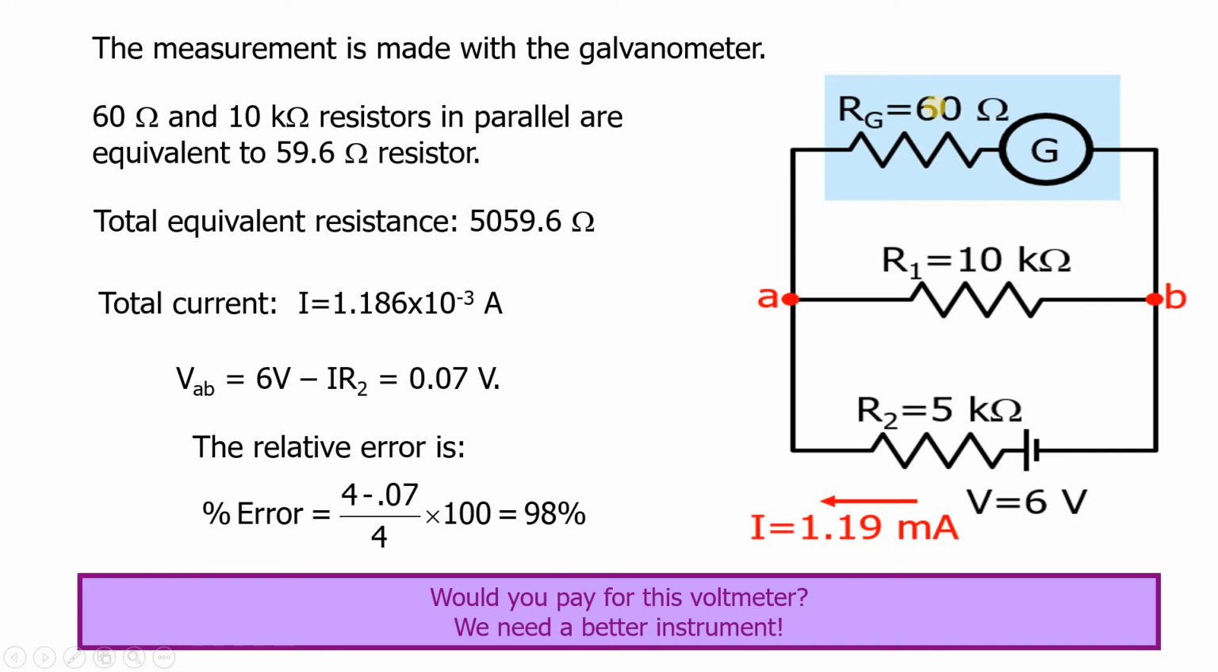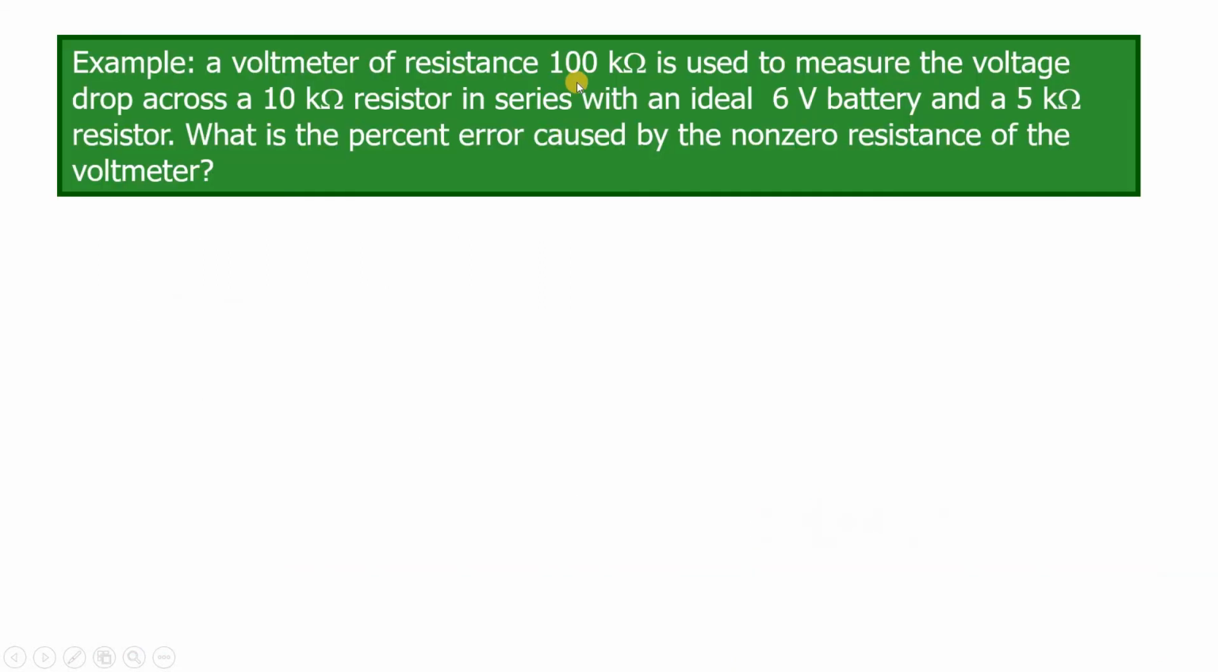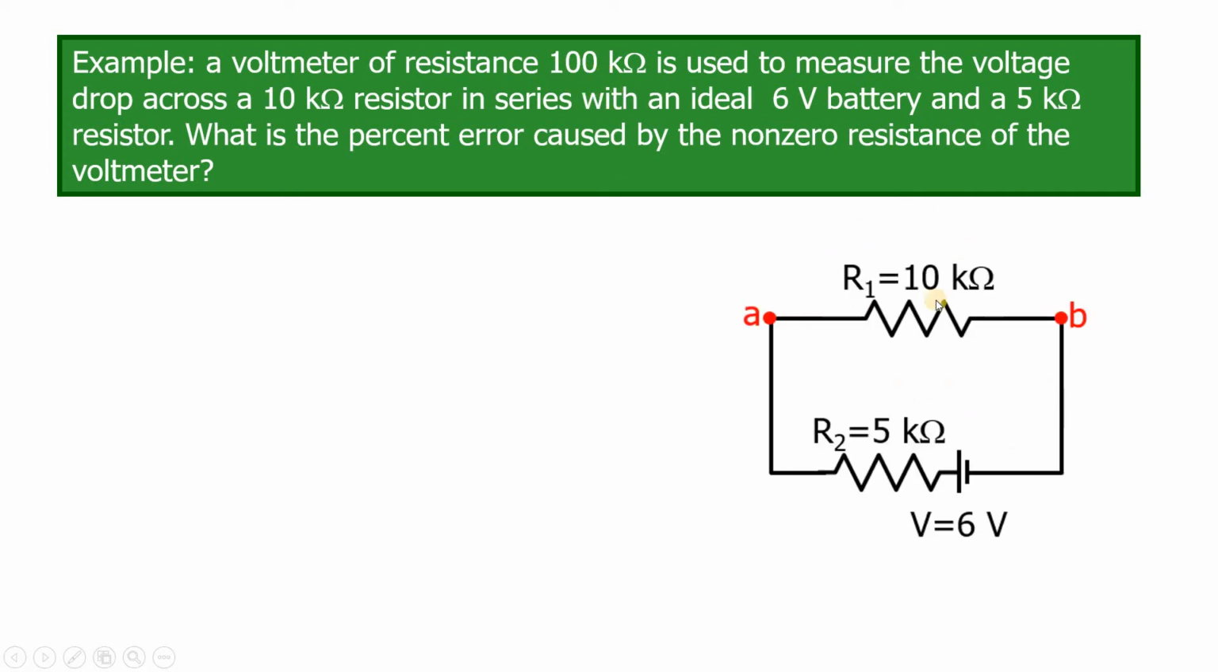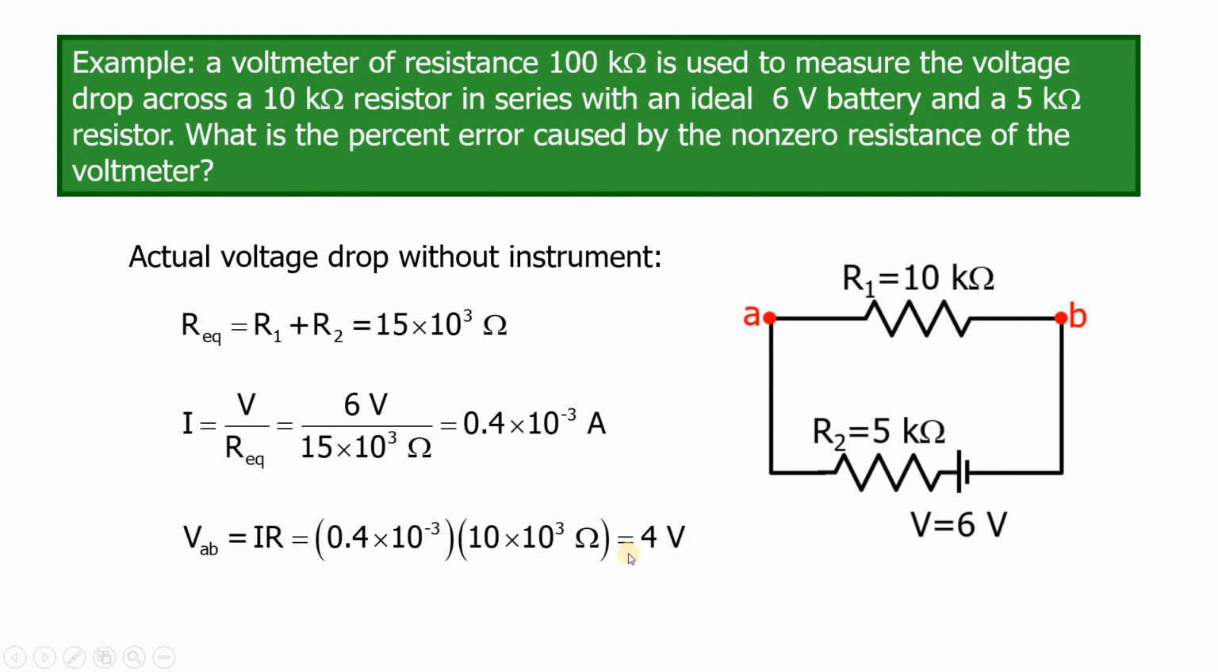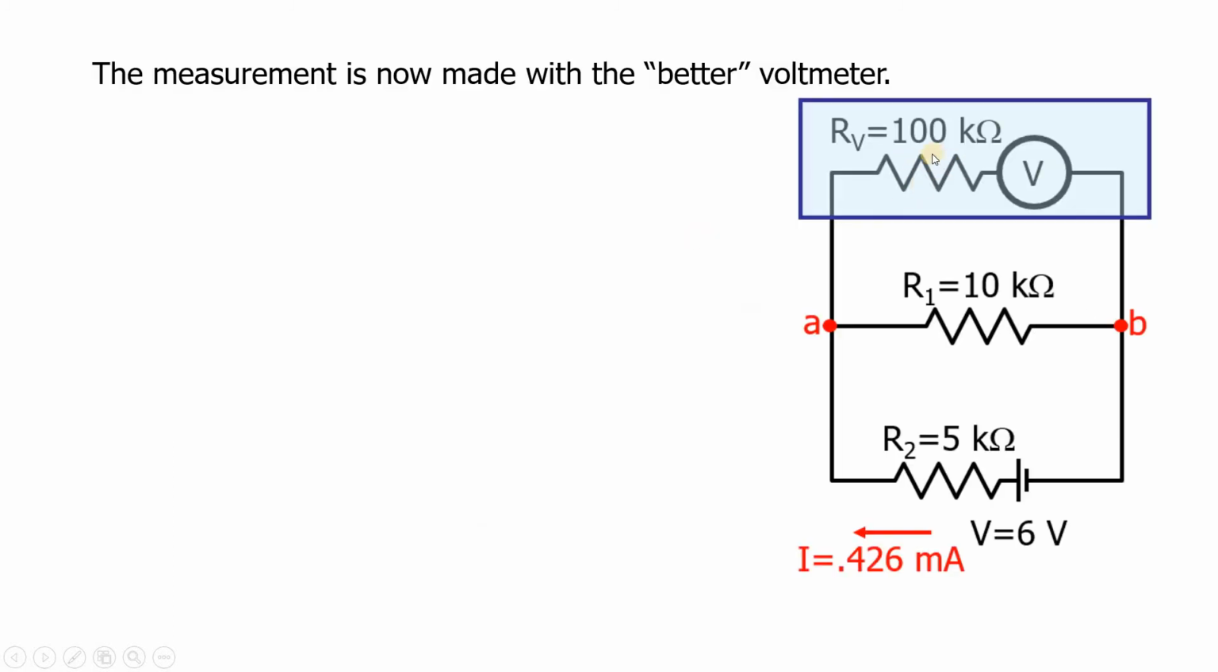So for that, I'm changing my resistance here from 60 ohms to 100 kilo ohms. Now I'm changing my voltmeter internal resistance from 60 ohms to 100 kilo ohms, almost 1 lakh ohm. And we calculated this voltage. Without the voltmeter, we have 4 volts. And with the instrument, now it is 100 kilo ohms.